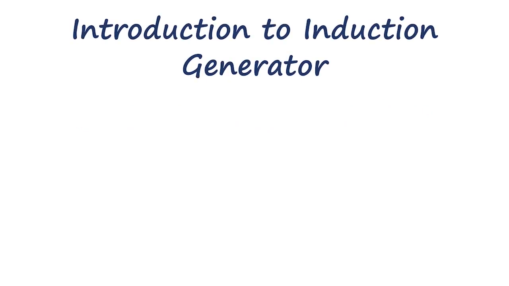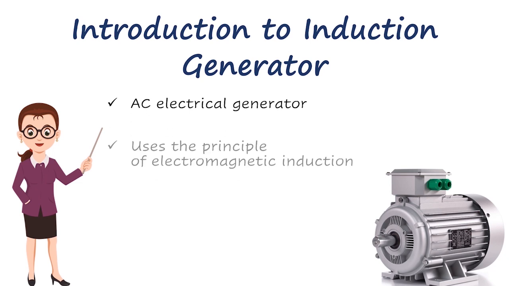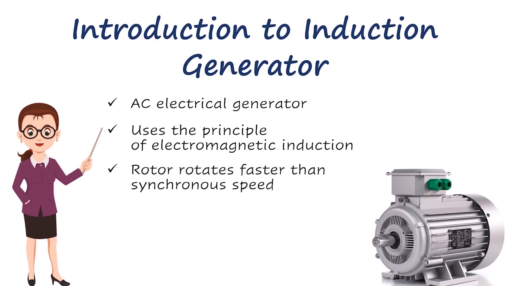A generator is simply a machine that produces electric power from rotational mechanical power. So, what's an induction generator? An induction generator, or asynchronous generator, is a type of AC electrical generator that uses the principles of induction motors to produce electric power. Induction generators operate by mechanically turning their rotors faster than synchronous speed, producing electric power.